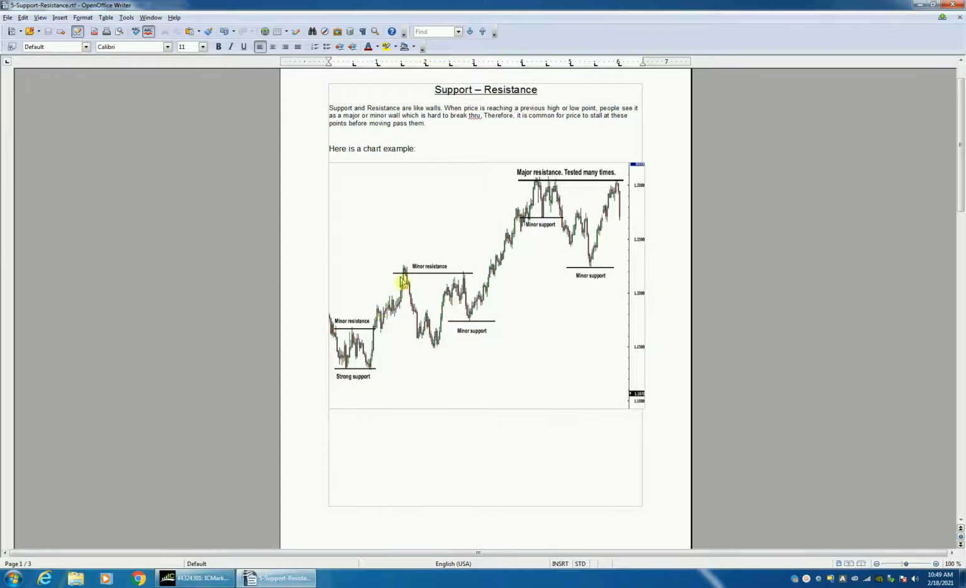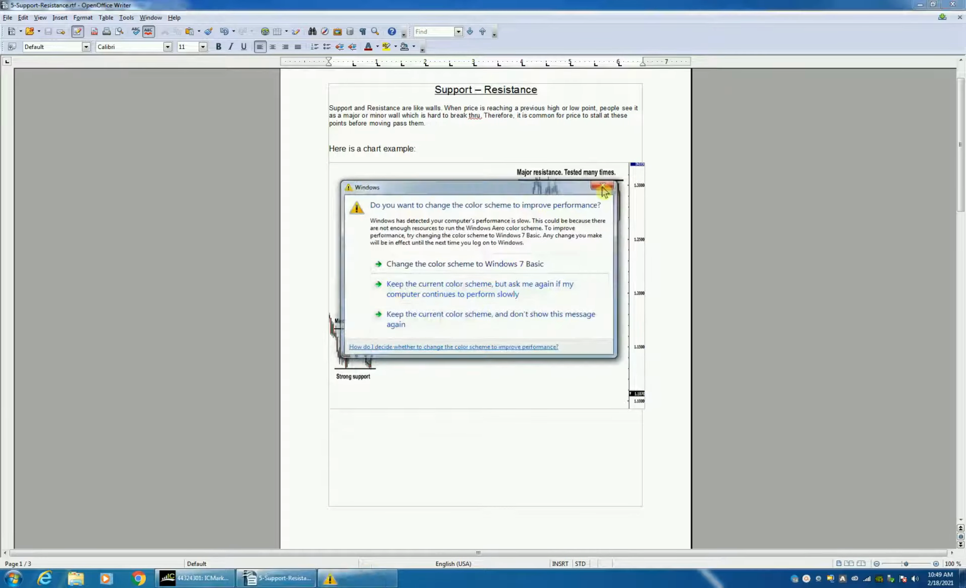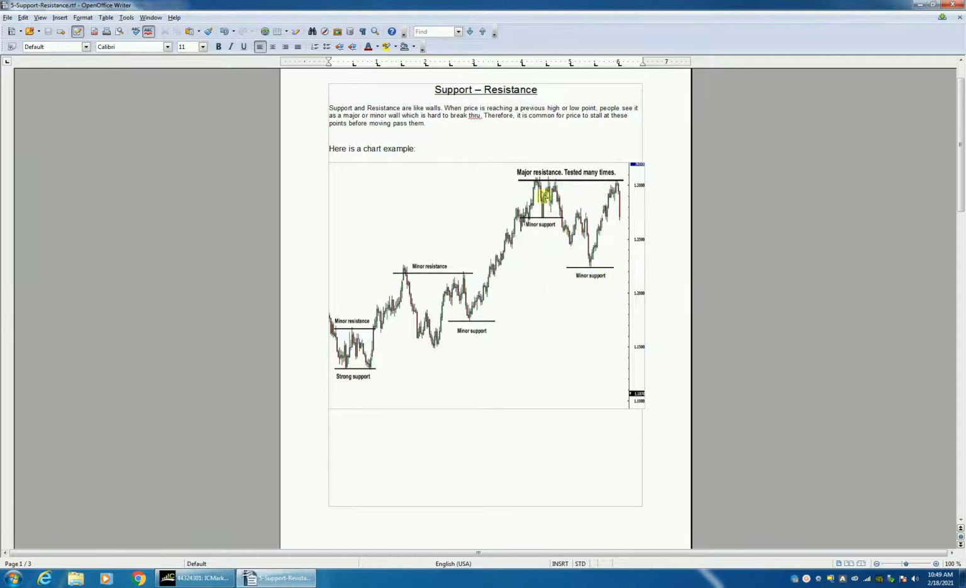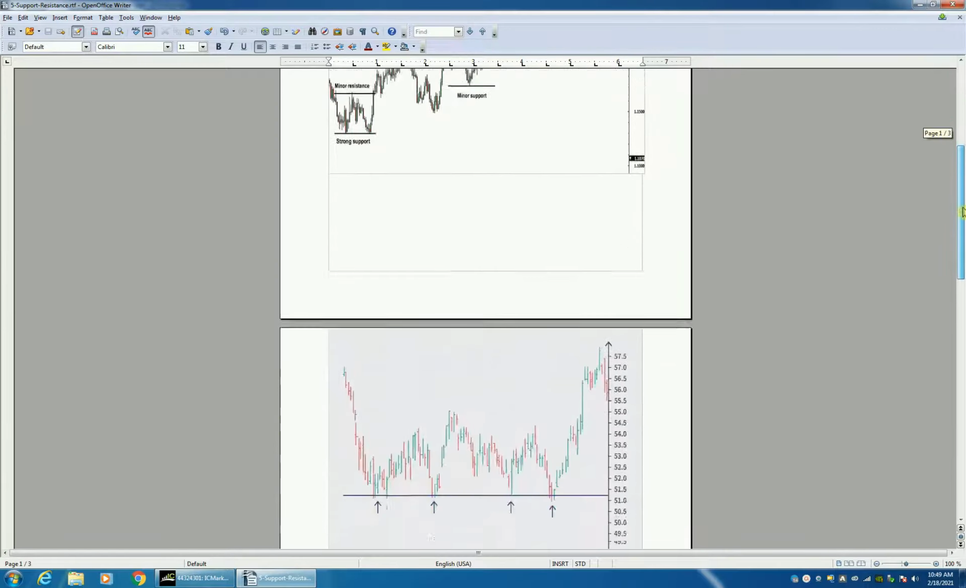Now we go up here, and then the second minor resistance. See here, the price goes down, and where does it hit? It hits again on the same level and then reverses to the other side. Okay, so the same thing happens over here. There is a major resistance over here that they tested several times, right? Let's look at this in more detail.